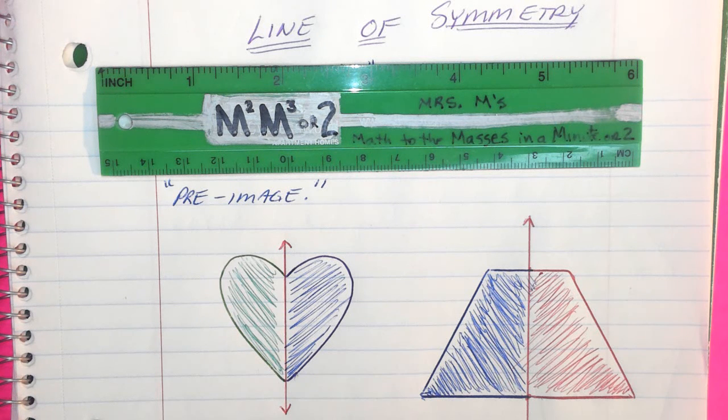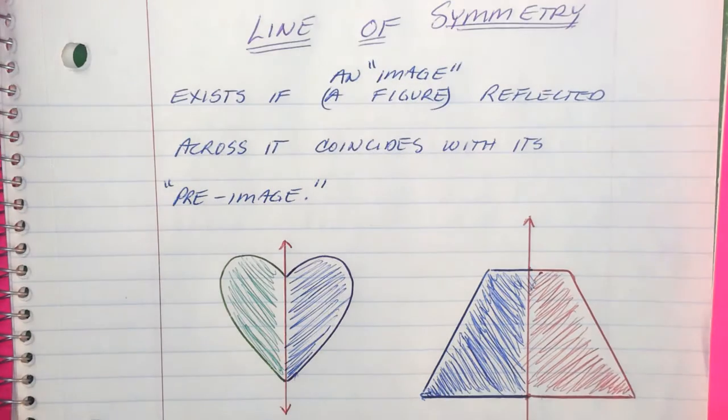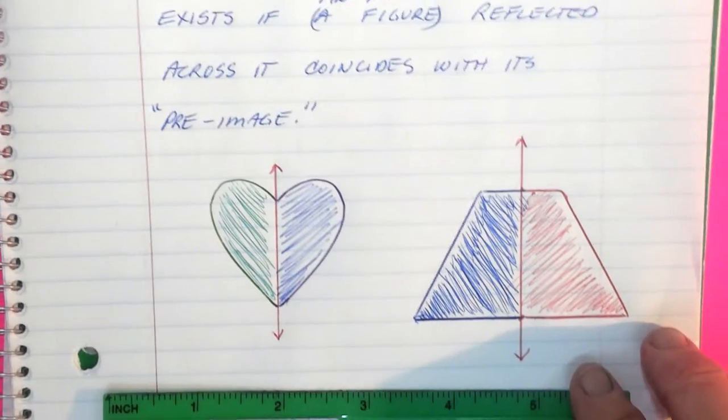In this episode of Mrs. M's Math to the Masses, in a minute or two, we'll talk about a line of symmetry, or lines of symmetry, as we look at several figures. So it would exist if an image reflected across it coincides with its pre-image. So let's look at some figures here on the page.